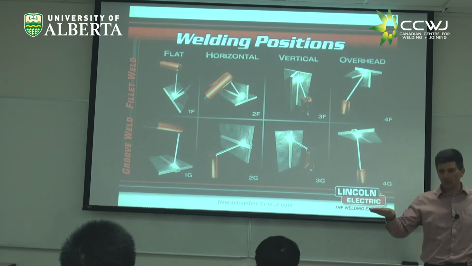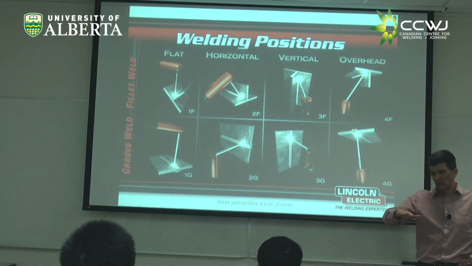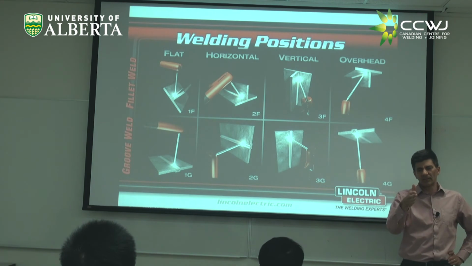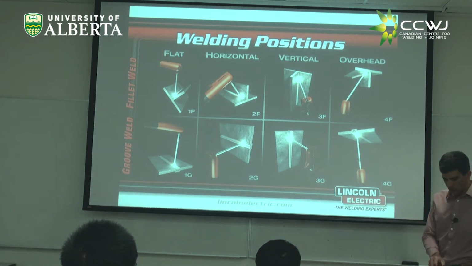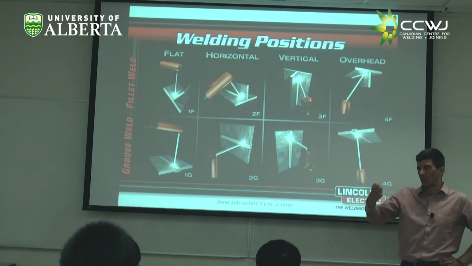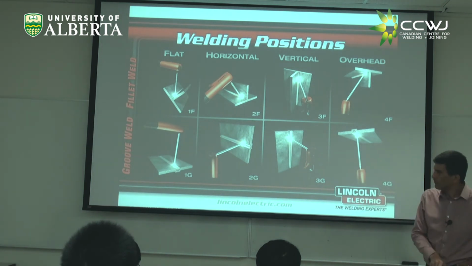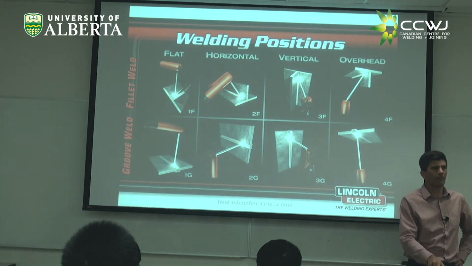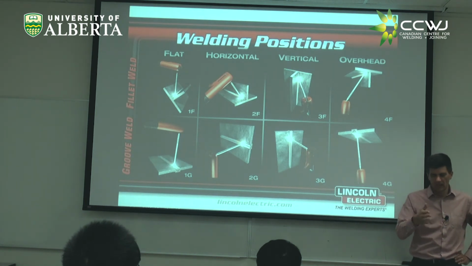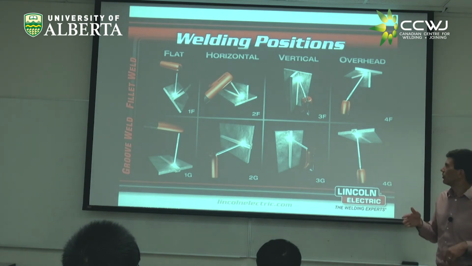It's called flat. It's not called horizontal. It's called flat, right? So I tilted 90 degrees, like here, and this is position 2. So position 1, position 2. The F is for fillet. The G is for groove weld. Okay? 1F, 1G. 2, right?